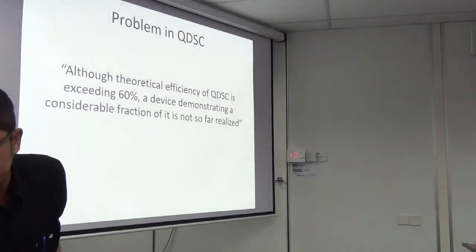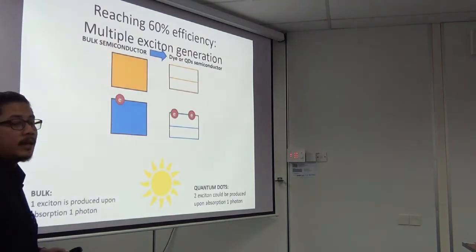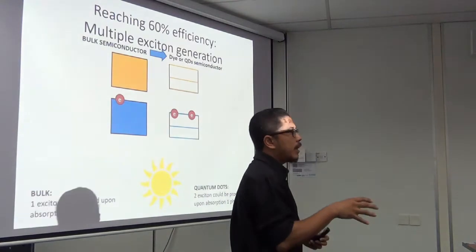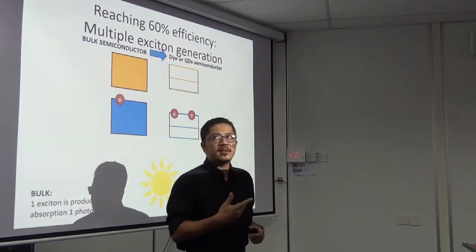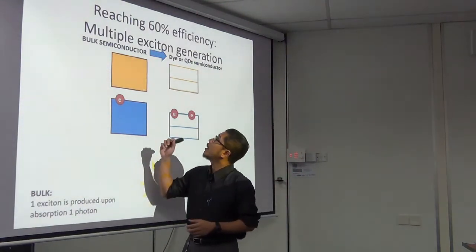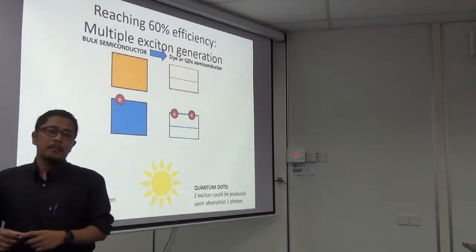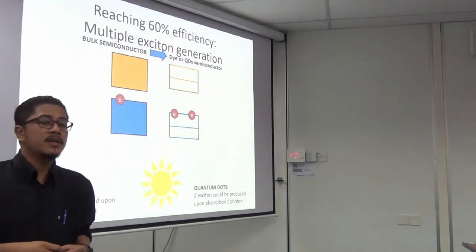What is the problem in the quantum dot solar cell? Before that, we need to take a look at the main mechanism that produces more than one exciton. It is called multiple exciton generation, or MEG.